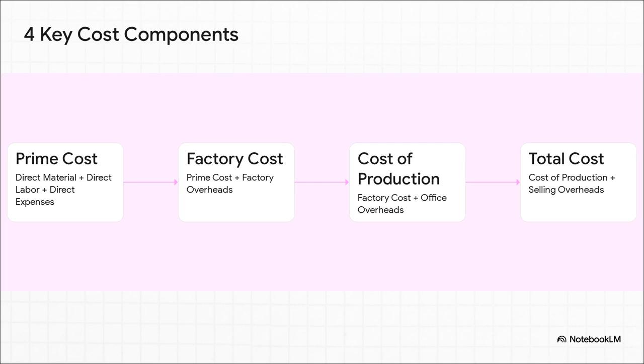That gives you your prime cost. That's the core. Then you start folding in the indirect costs, what people call overheads. Add in the factory overheads and boom, you get your factory cost. Then you mix in the office overheads. And for the final step, you add the selling overheads, marketing and sales stuff. And that gets you to the total cost, the whole shebang.